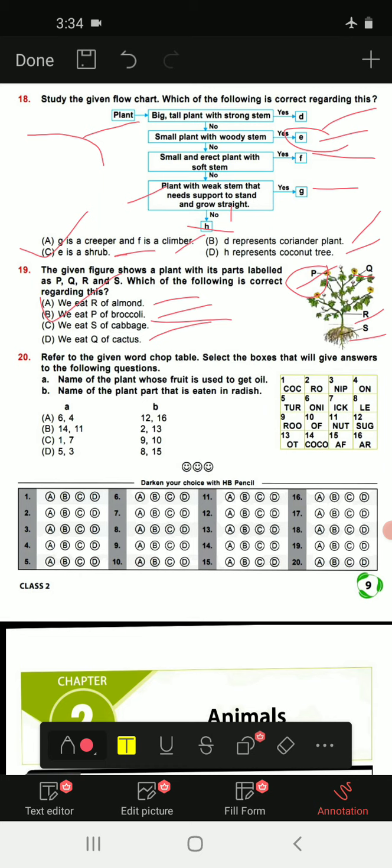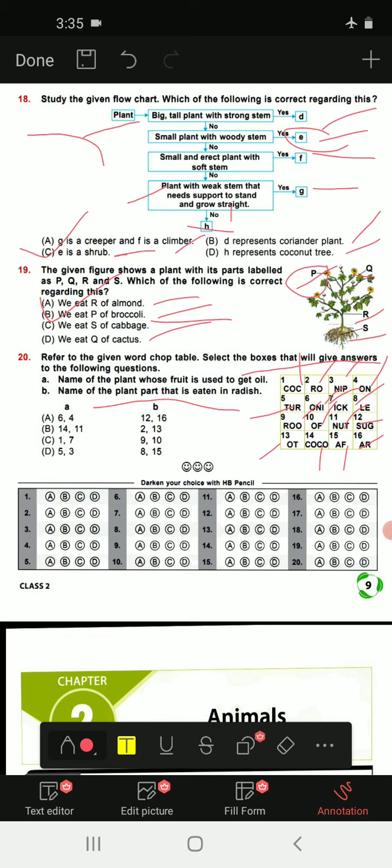So next question. Refer to the given word chop table. Select the boxes that will give an answer to the following question. What is the question? Name the plant whose fruit is used to get oil, and name the plant part that is eaten in radish. So here you saw that 1 is COK, 2 is RO, 3 is IP, 4 is ON, 5 is turmeric, 6 is ONI, 7 is ICK, 8 is LE, 9 is root, 10 is off, 11 is NUT, 12 is SUG, 13 is OT, 14 is COCO, 15 is AF, and 16 is AR.